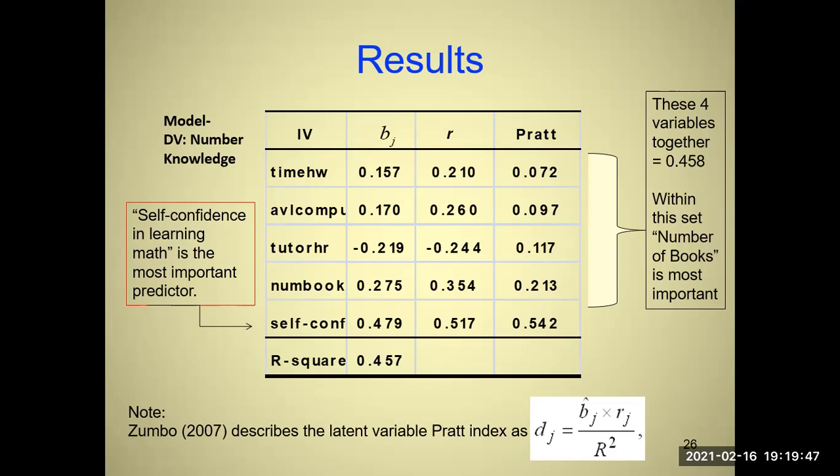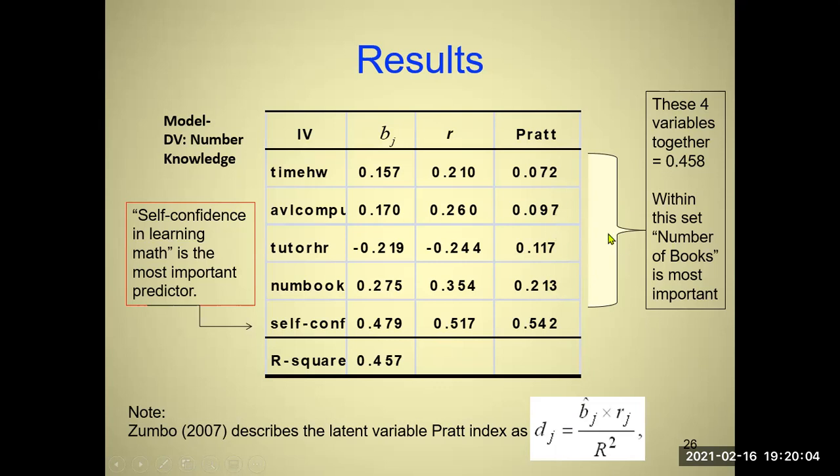And basically what you do is you multiply the standardized B weight times the correlation, and you divide by the R squared of the model. And you can get a Pratt index. This is D sub j for each of the predictors.